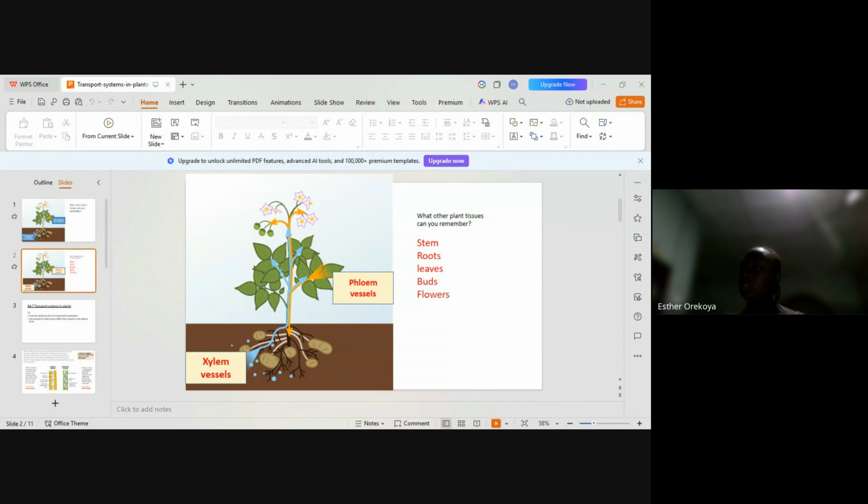Now let's talk about the circulatory system in human beings. We cannot talk about the transport system without talking about the circulatory system. We've talked about the transport system in plants, translocation, how food and water are transported. Now let's talk about the circulatory system in human beings.